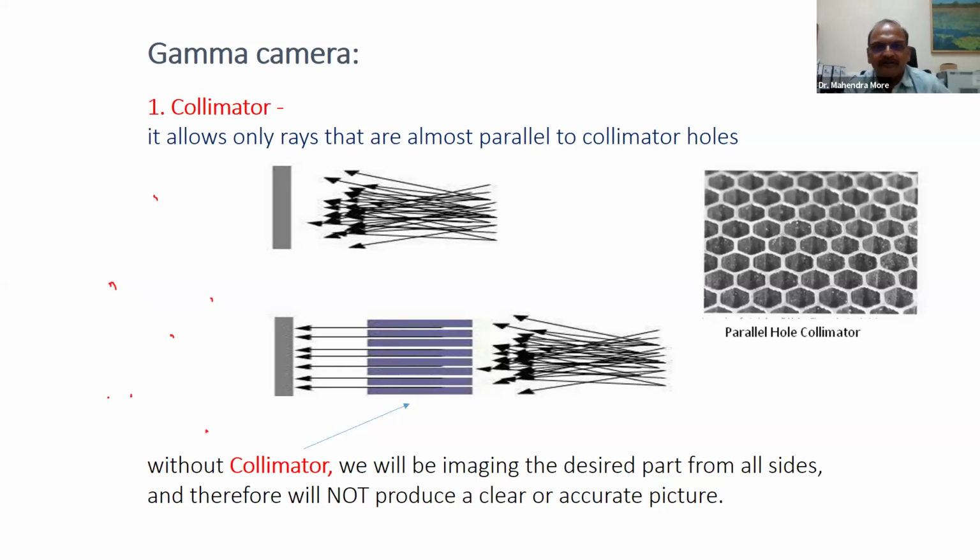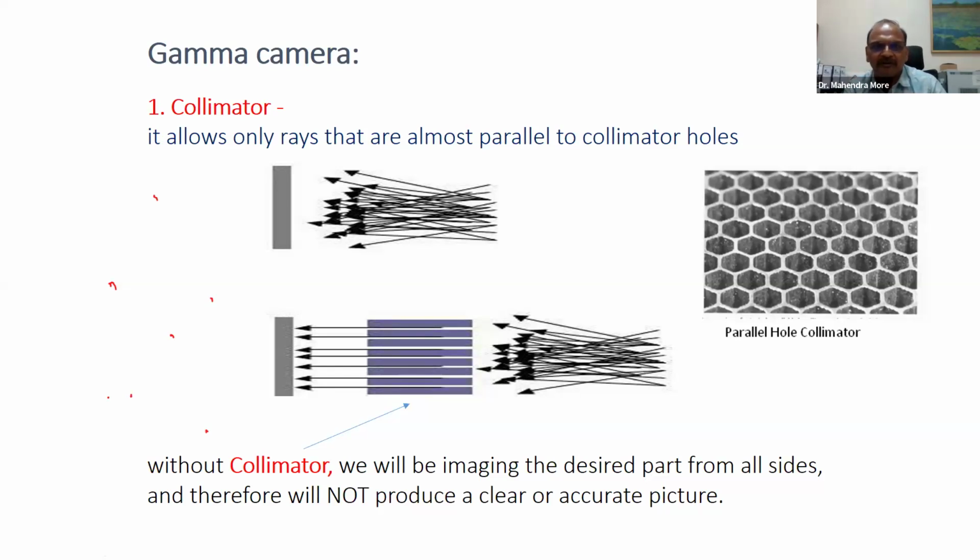So if you see in the second figure, the gamma rays which are coming from the patient, only those will be allowed towards the crystal. Only the gamma rays which pass through the collimator, those traveling parallel to the collimator, can interact at the crystal level. So this parallel hole collimator plays an important role in nuclear medicine imaging.